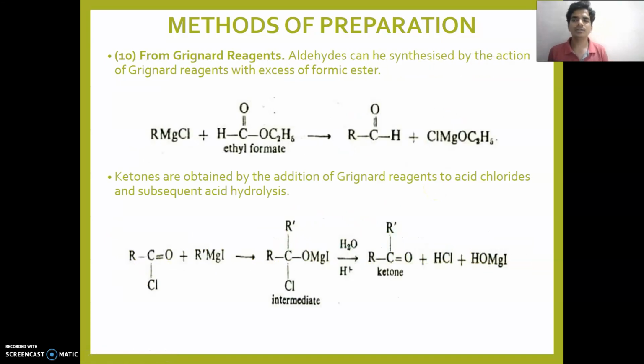The next reaction is from Grignard's reagent. Already we know the MgX Grignard's reagent. Aldehyde can be synthesized by the action of the Grignard's reagent with excess of ethyl formate. So this is a Grignard's reagent, RMgX, that is RMgCl. With ethyl formate, it will give aldehyde RCHO. Ketones are obtained by adding the Grignard's reagent to acid chloride. So this is the acid chloride with Grignard's reagent. It will give the intermediate compound, and on hydrolysis it will give ketone.